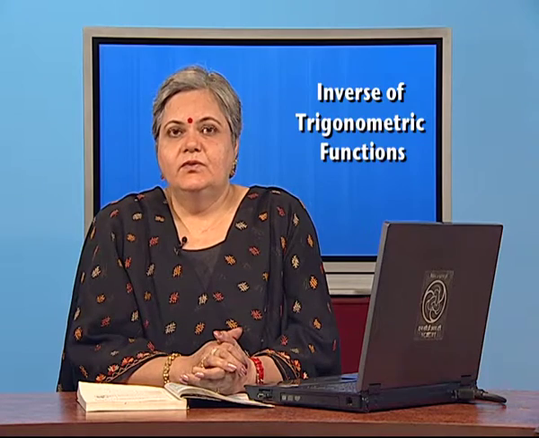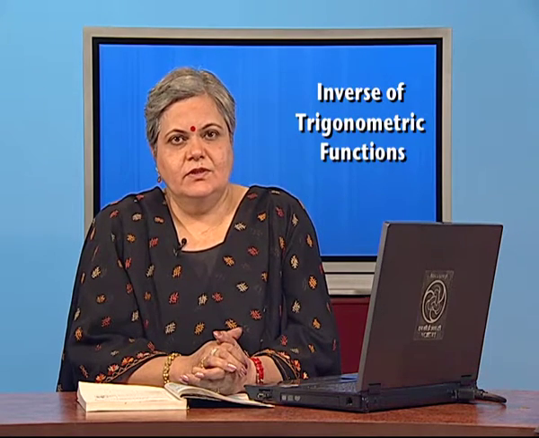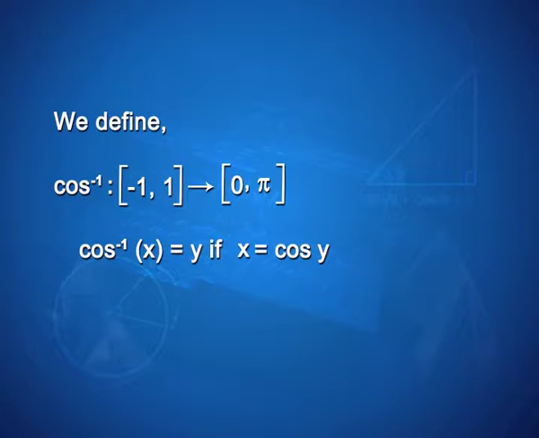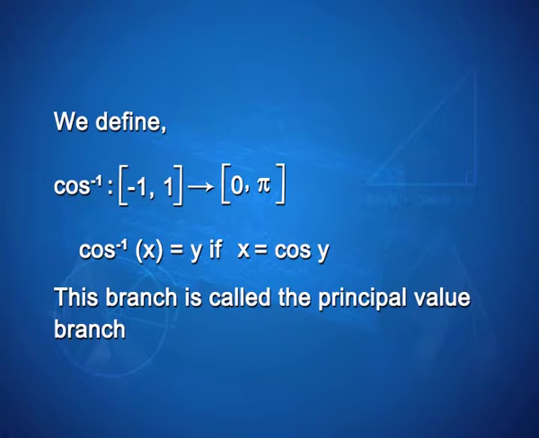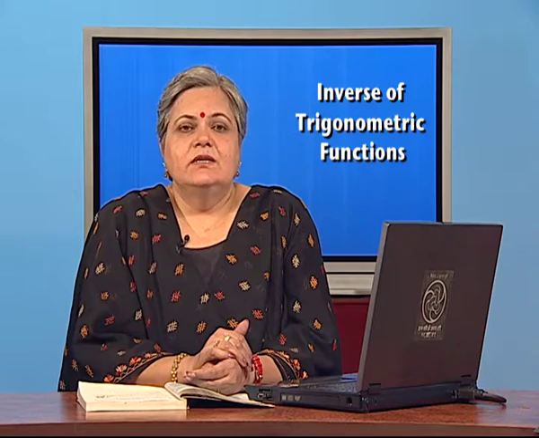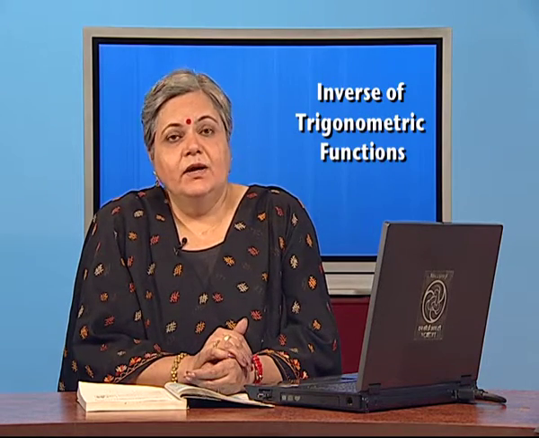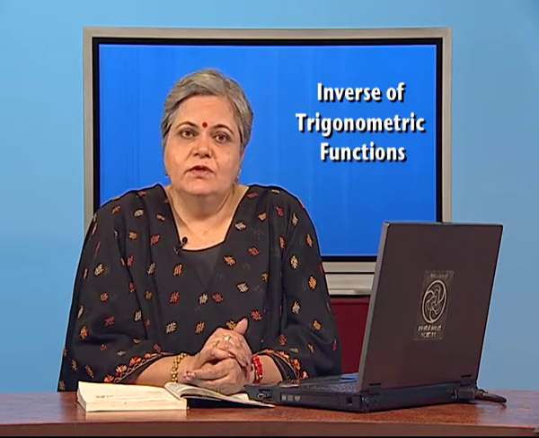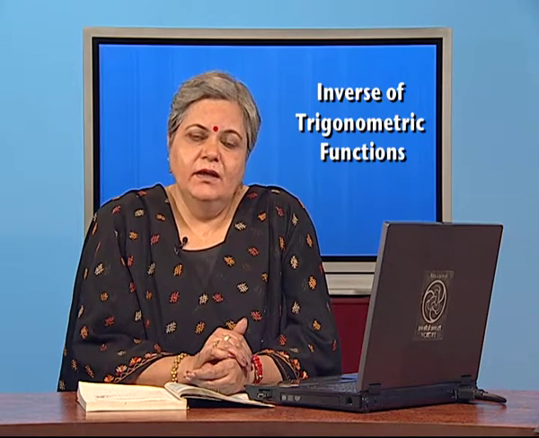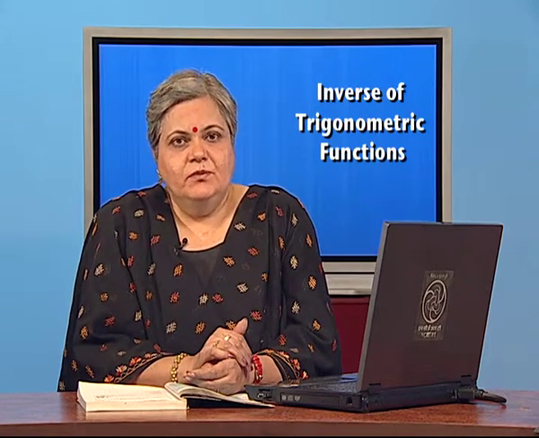And so, we are ready to define inverse of cosine function. We have cos inverse function defined from the closed interval minus 1 to 1 to the interval 0 to pi, both 0 and pi included in it, defined as cos inverse of x is equal to y if x is equal to cos y, and this branch is called the principal value branch. If the range is pi to 2 pi instead of 0 to pi, the cos inverse function is still defined, but it is not called the principal value branch.